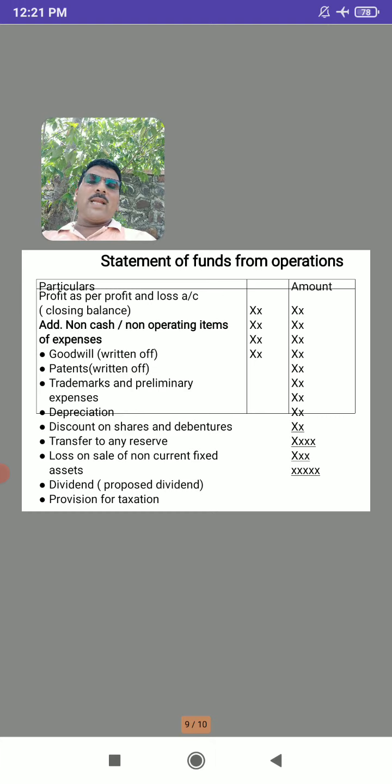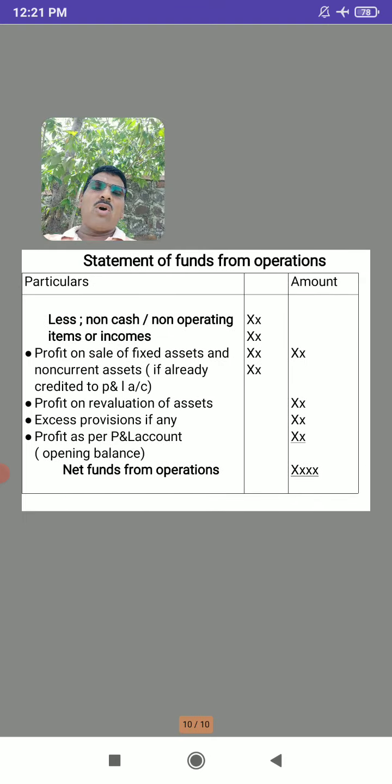And then we have to find the balance and make a total. After getting the total, from that we have to deduct the non-cash or non-operating incomes. The list of non-operating income is profit on sale of fixed asset and non-current assets, if already credited to P&L account. Then profit on revaluation of asset, if there is any revaluation or changes in the realizable value of the asset. Next, excess provisions, if there are any.